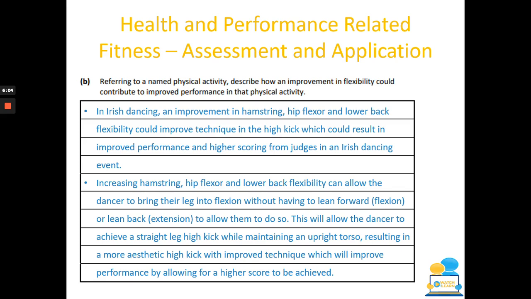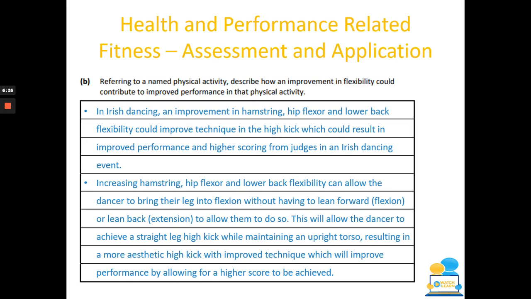So explaining that further, adding a bit more detail, as we were mentioning, adding a detailed picture or image and putting that into the examiner's head. So increasing the hamstring flexibility, the hip flexor and the lower back flexibility will allow the dancer to bring their legs straight into flexion. So what that means is that they have their legs straight and they're bringing it right out in front of them as high as they can without having to lean forward or lean back, which is flexion or extension of the back.